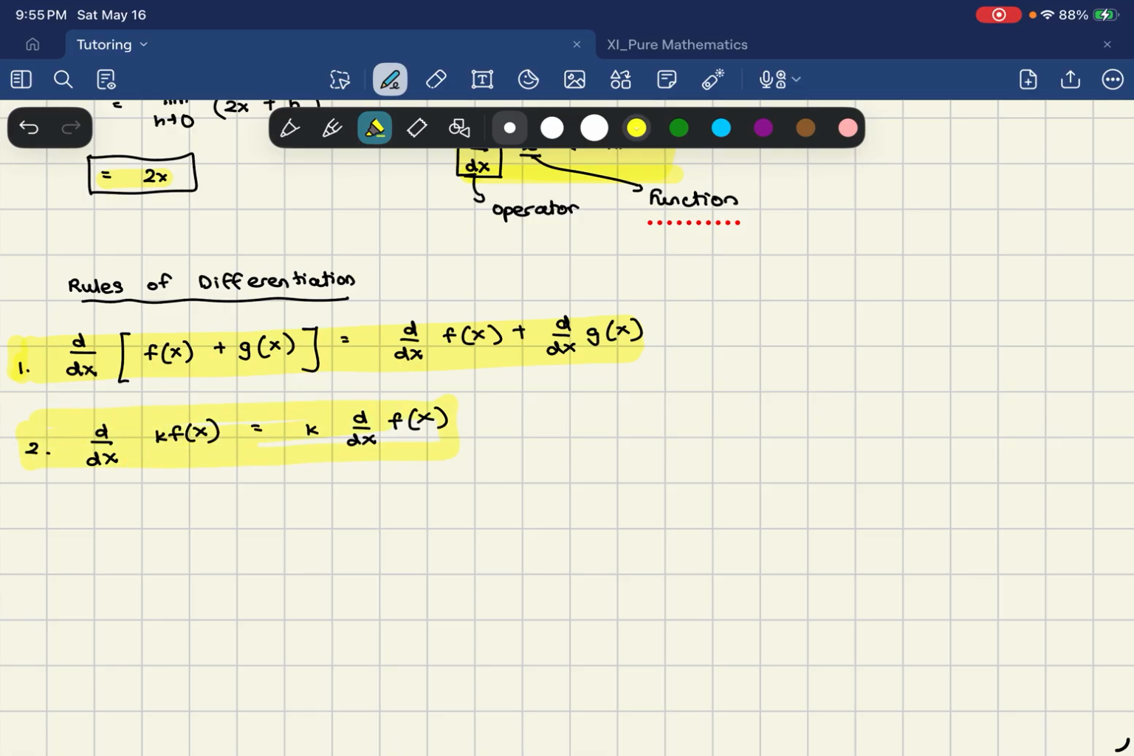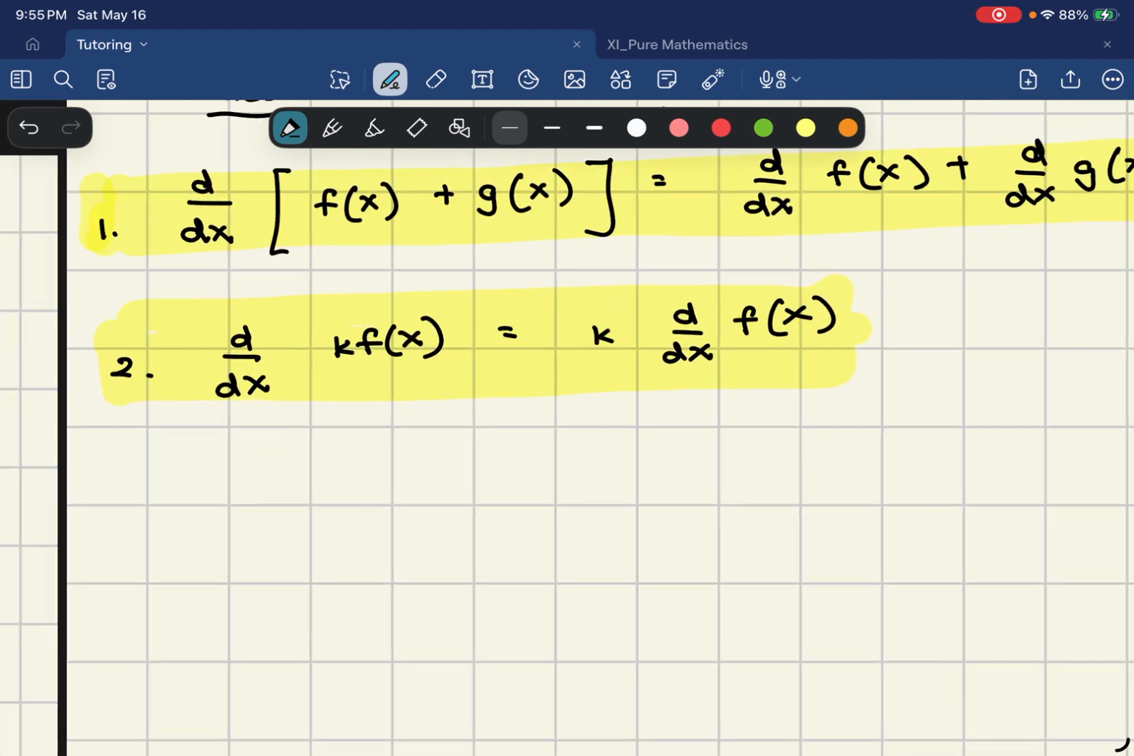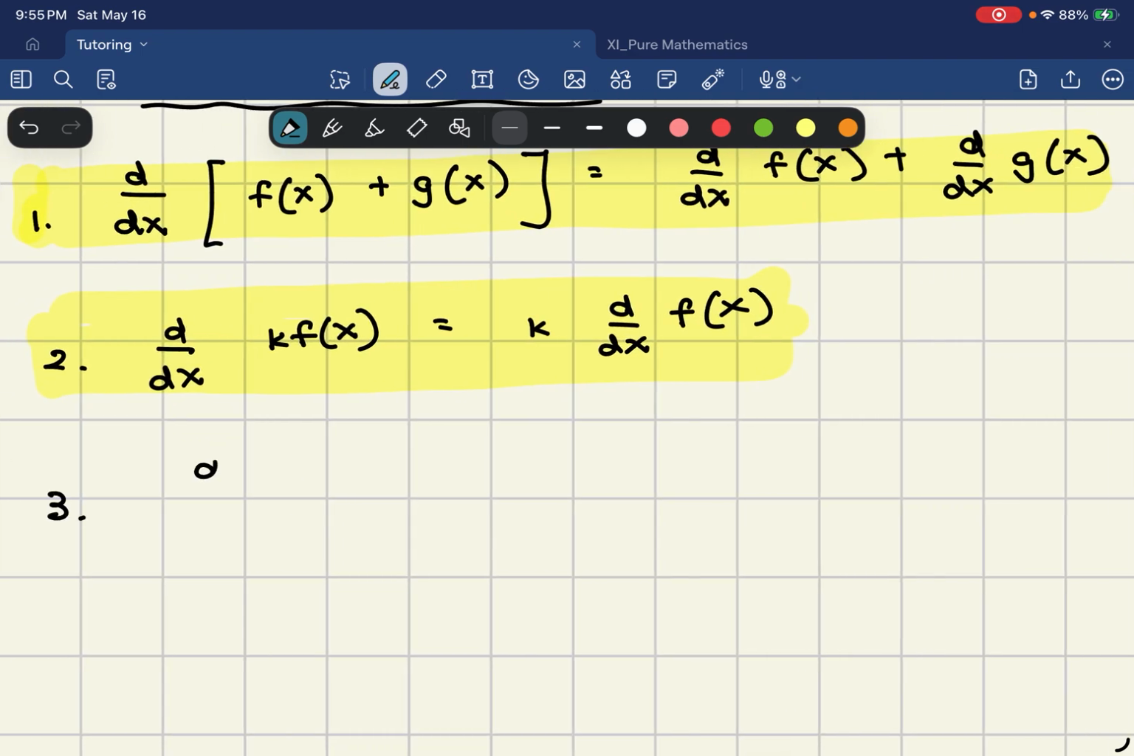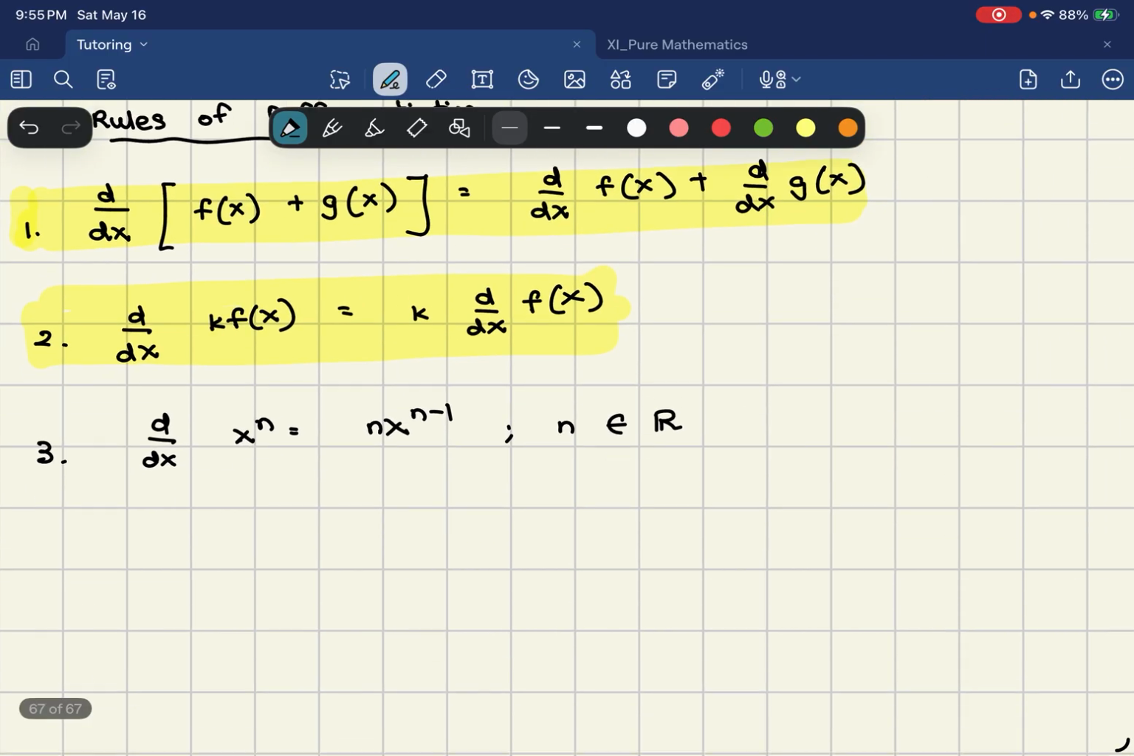The third rule, basically the exponent rule, is something I have already given, but let me write it again. d by dx of x to the power n is n x to the power n minus 1, where n is a real number. This is the most important rule that we are going to be using in this chapter for grade 11. For grade 12, we'll have more rules added on top.